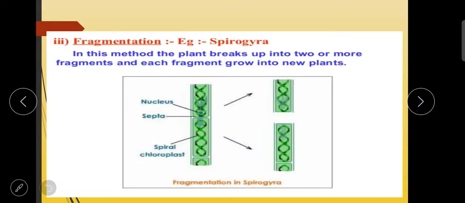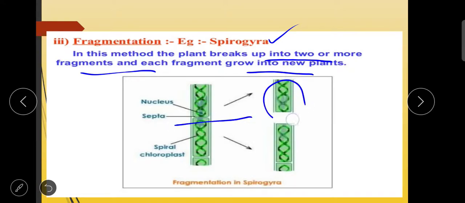Next one is fragmentation, for example Spirogyra. Children, in this method the plant breaks up into two or more fragments, and each fragment can grow into a new plant. Here you can see the nucleus and spiral chloroplast. They break up and then form two new Spirogyra plants which will grow further. This process of reproduction without seeds is called fragmentation.